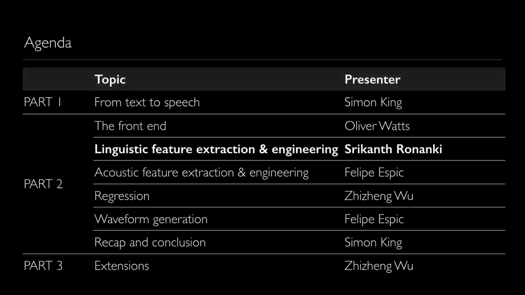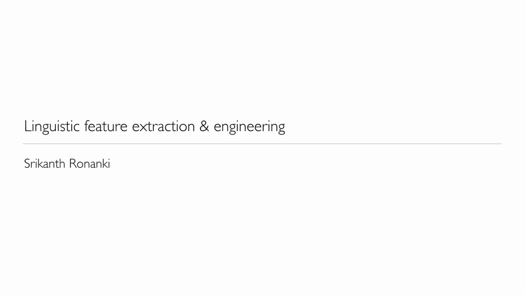So far, Simon has given an overview of the text-to-speech system, and Alva has gone through the front end from the Austrian perspective. Now I'm going to talk about the linguistic feature extraction and engineering. This section is about the extraction of linguistic features and how we engineer them to get the proper input for the neural network training. Here we are using the conventional approach, a frame-to-frame mapping.